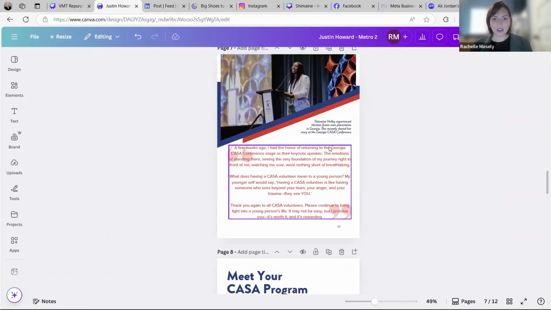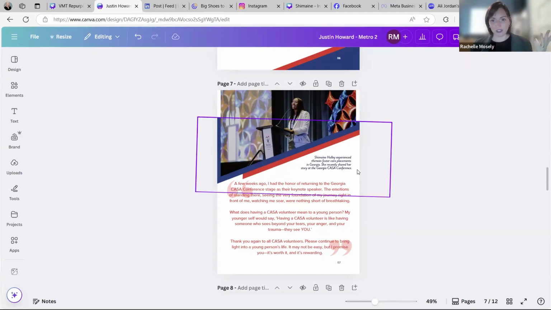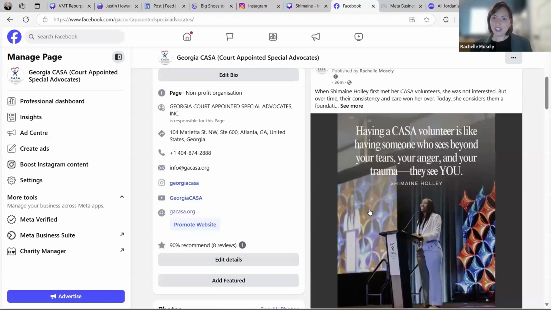I included here a page about the impact, and I used a quote from Shemaine's talk. I used her photo and then mentioned that she experienced 13 foster care placements in Georgia, and that she shared her story and her journey at the CASA conference. And then I also shared this today.